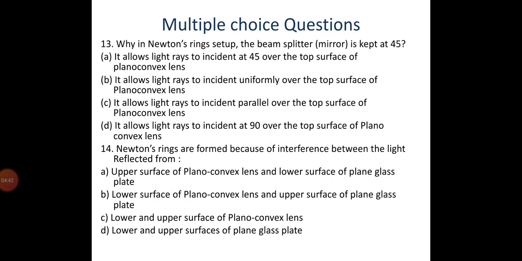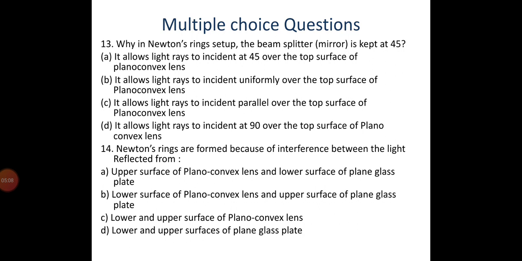The next question: why in the Newton ring setup is the beam splitter kept at 45 degrees? It allows light rays to be incident at 45 degrees over the top surface of the lens, it allows the light rays to be incident uniformly, it allows the light rays to be incident parallel, or it allows the light rays to be incident at 90 degrees over the top surface of the lens. Choose the correct option and give the right answer.